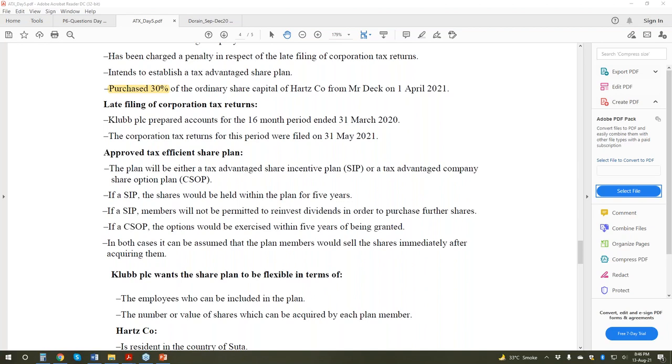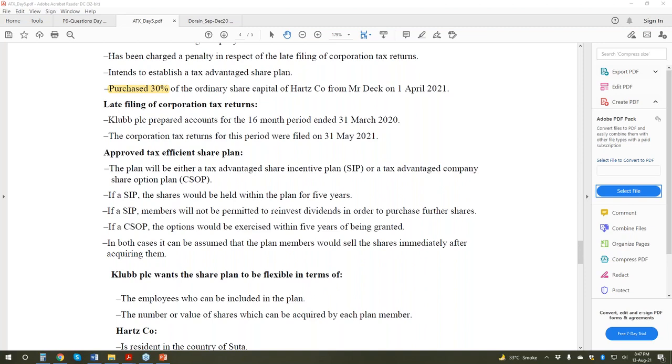These are the important points because this will help me in telling them the income tax implications and CGT implications. Do remember that whatever option they select, the members will be holding the shares for 5 years, and they will dispose of the shares as soon as they get them.